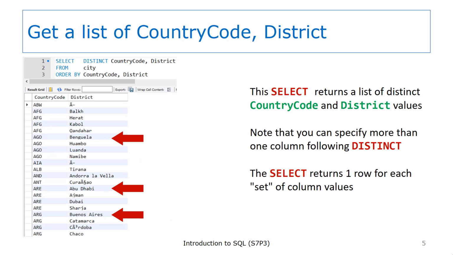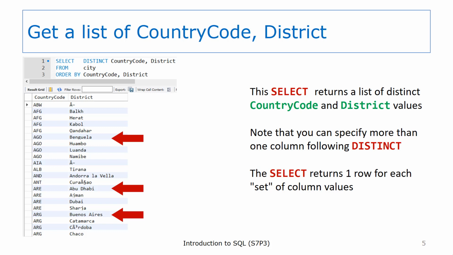In this select, we have specified distinct followed by the column names, country code, and district. The red arrows are pointing to the district names that appeared more than once on the previous slide where the distinct keyword was not used. When you use a distinct with more than one column, SQL selects just one of each row in the set of column values. In this case, I am using the word set to describe the combination of values that you get from the column names.